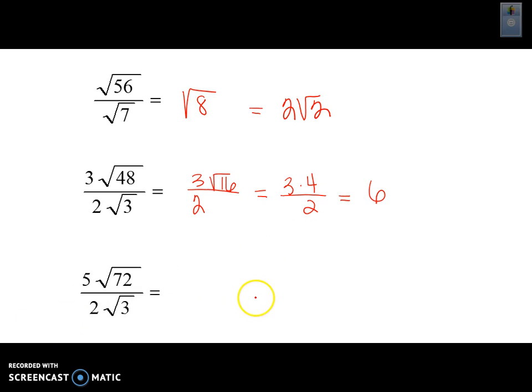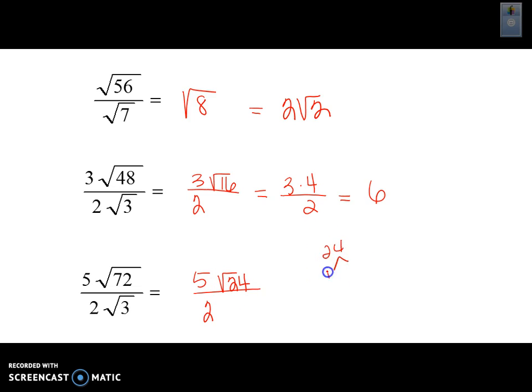Lastly, we have 5 square root of 72 over 2 square root of 3. Here, 5 over 2 again is in simplest form, so we leave it. And we have the square root of 72 over the square root of 3, which is the square root of 24. That is not in simplest form, so we go ahead and break that down.